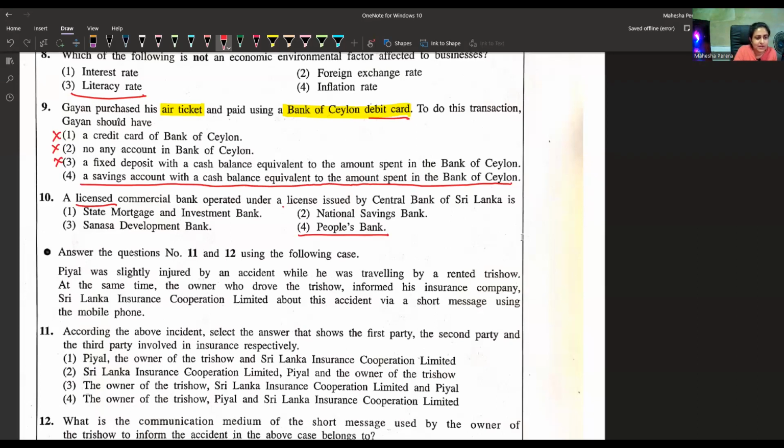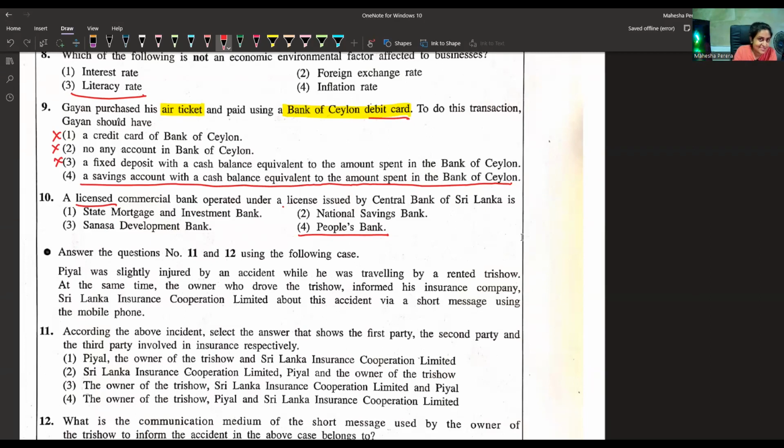Right. Now, if we talk about the rest of the banks, shall we talk about the rest of the banks? Now tell me, State Mortgage and Investment Bank. What is this? This is a public sector non-commercial bank. It's a government non-commercial bank. There are no current accounts in this. Then the National Savings Bank is one of the famous public sector non-commercial banks.